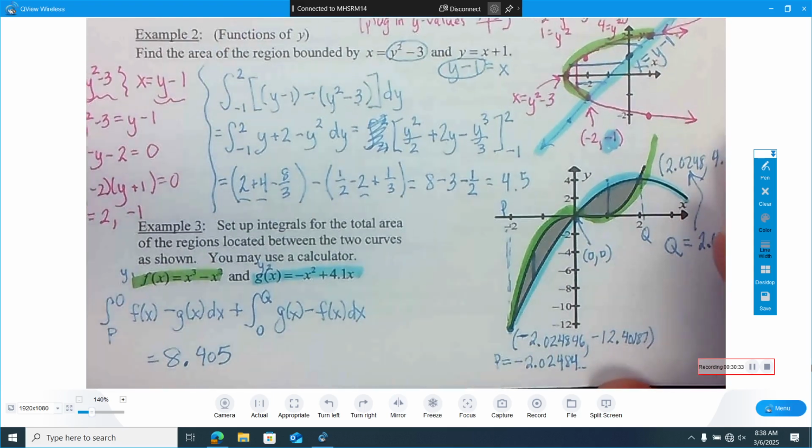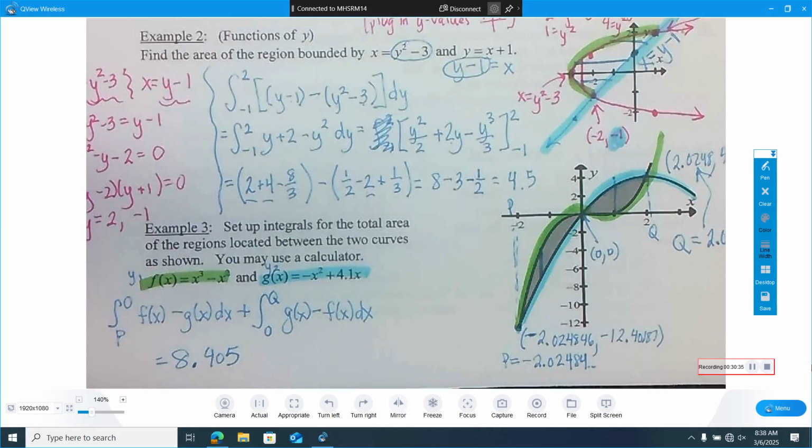All right, you got questions for me? So you just found intersection points on the calculator? Yes. So, okay.